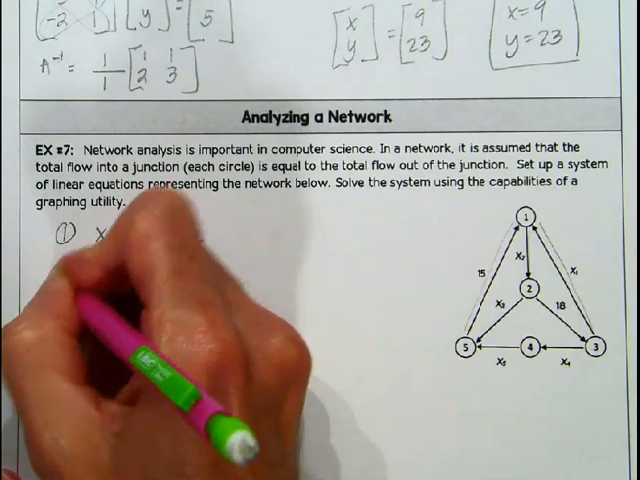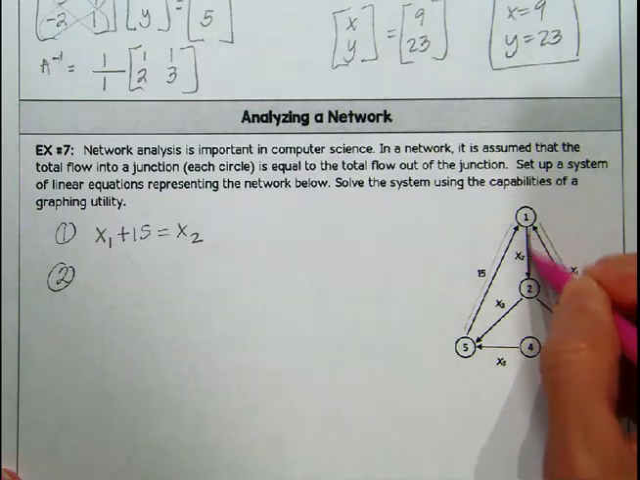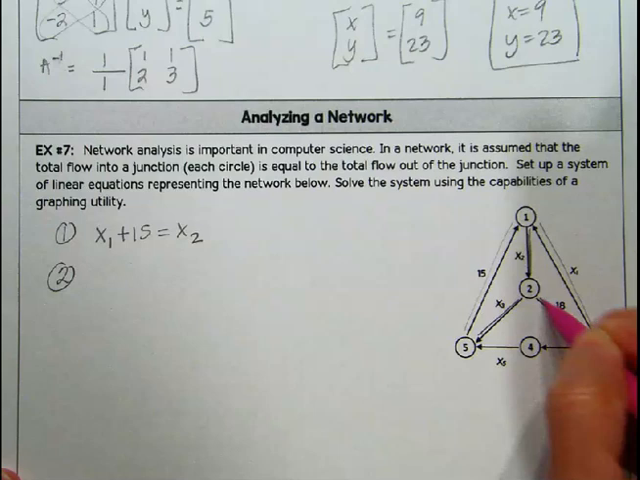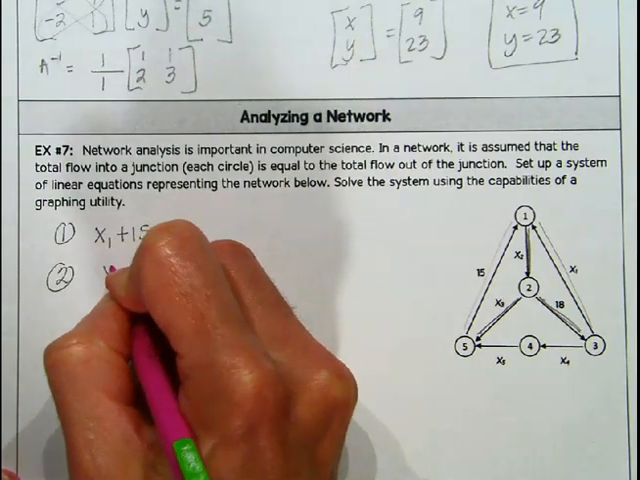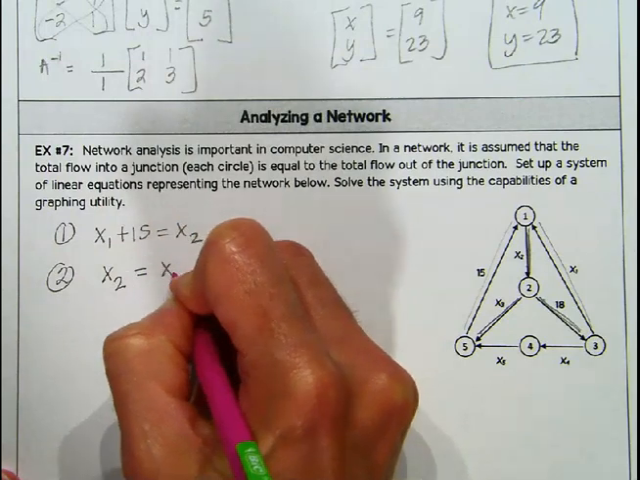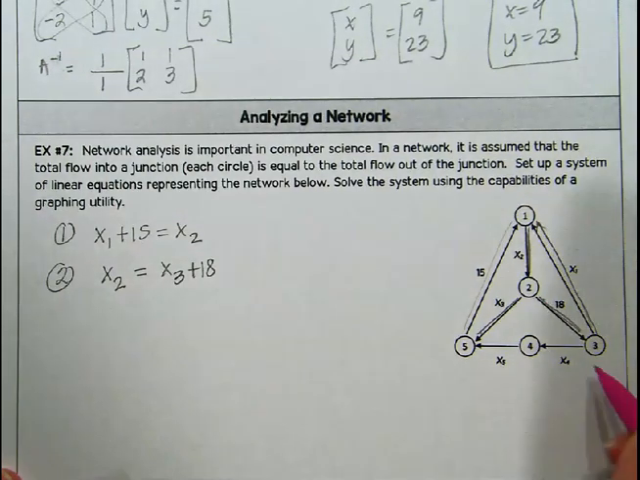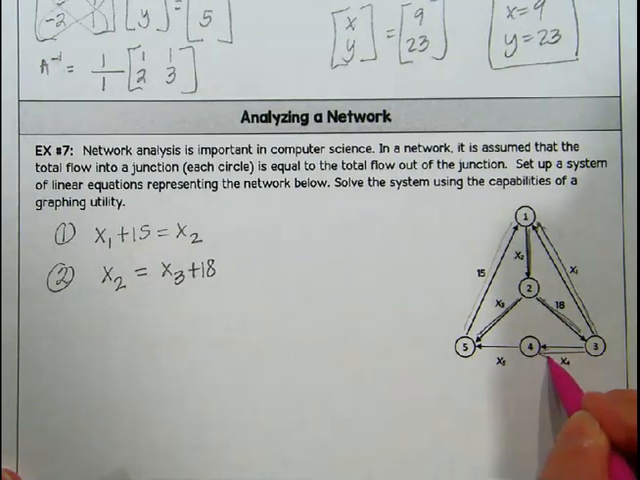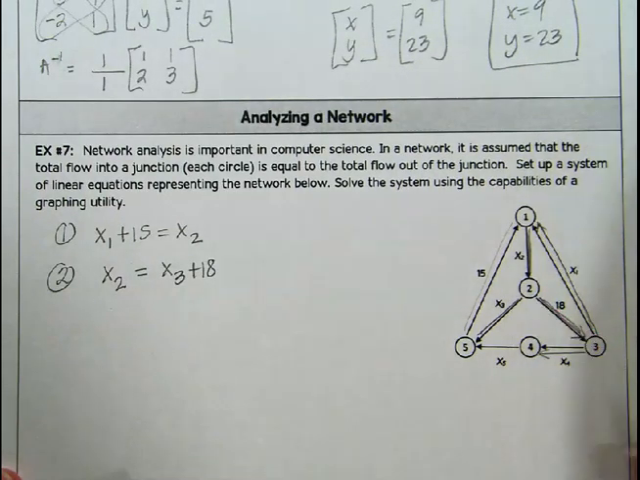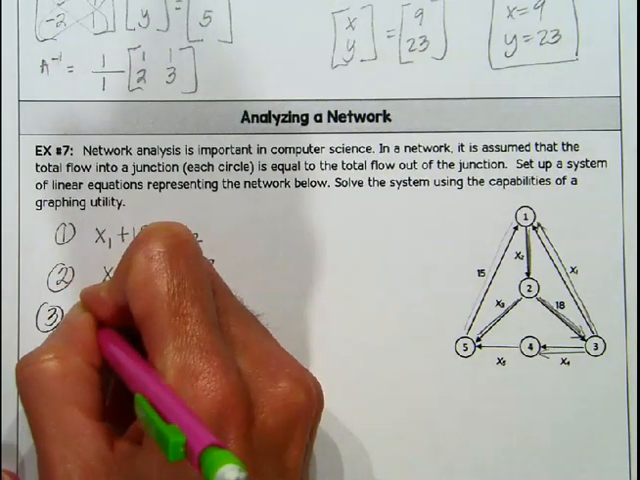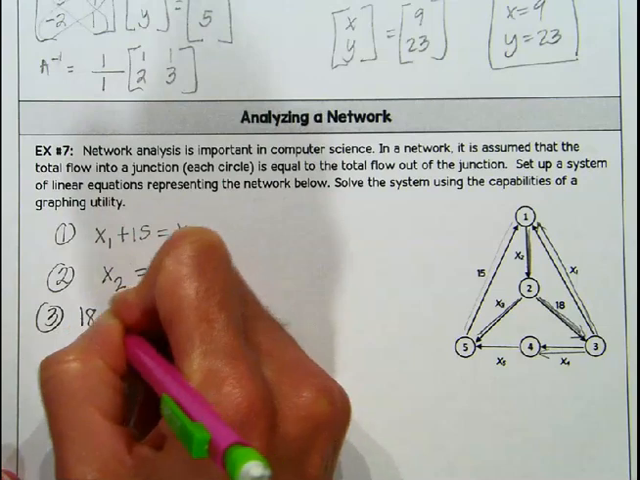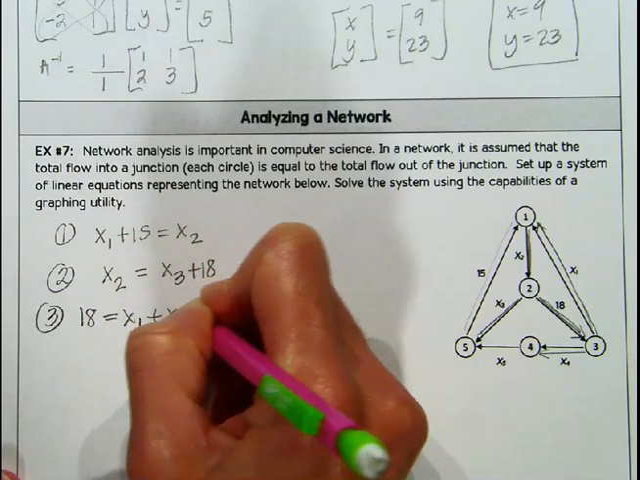Then for the second one, x sub 2 is going in, and x sub 3 and 18 are going out. So x sub 2 would have to equal x sub 3 plus 18. That's how it would be set up. And then on the third one, we've got x sub 1 going out, x sub 4 going out, and 18 going in. So for 3, 18 has to equal x sub 1 plus x sub 4.